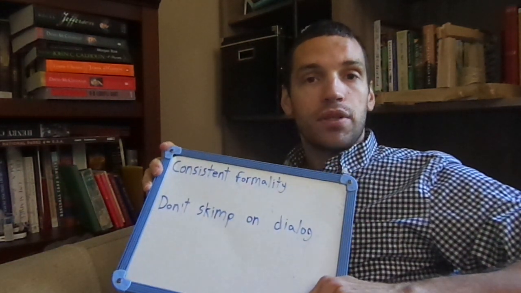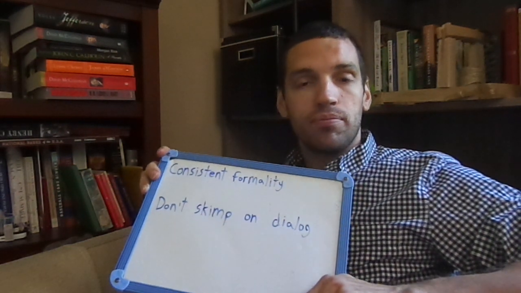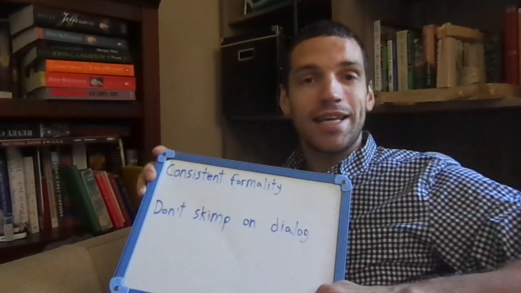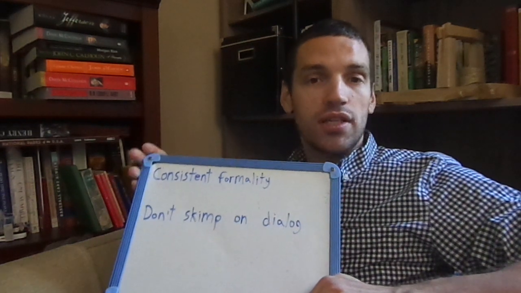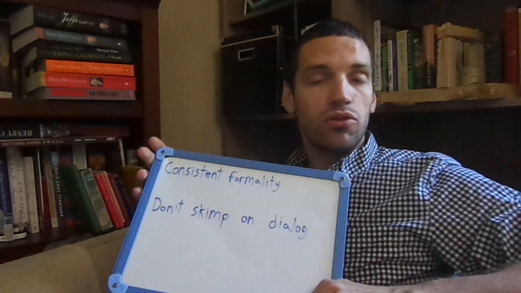Or the verb for using du with someone is duzen, and then similarly, the verb for using the formal with someone is siezen. So using Sie or using du, siezen, duzen. And they might use that and say, oh, we should duzen, we should siezen.